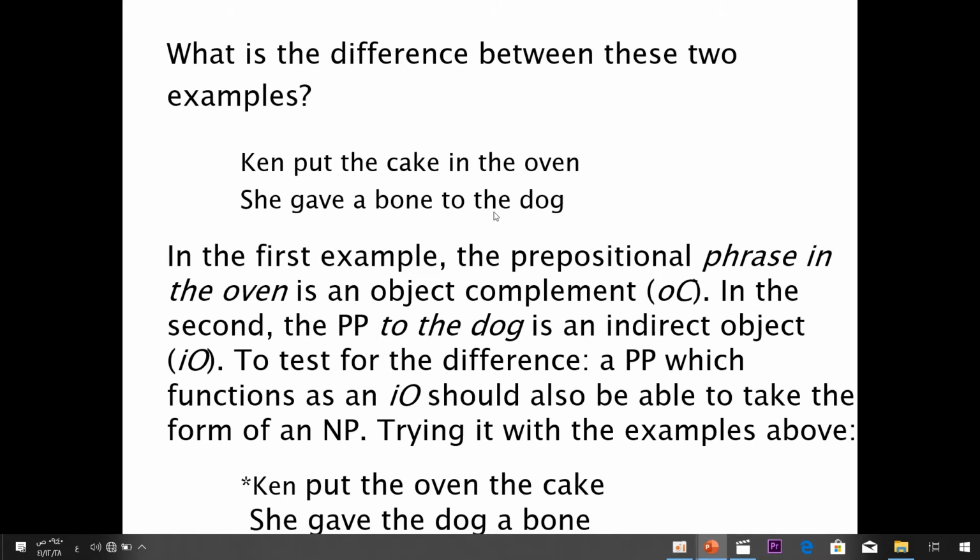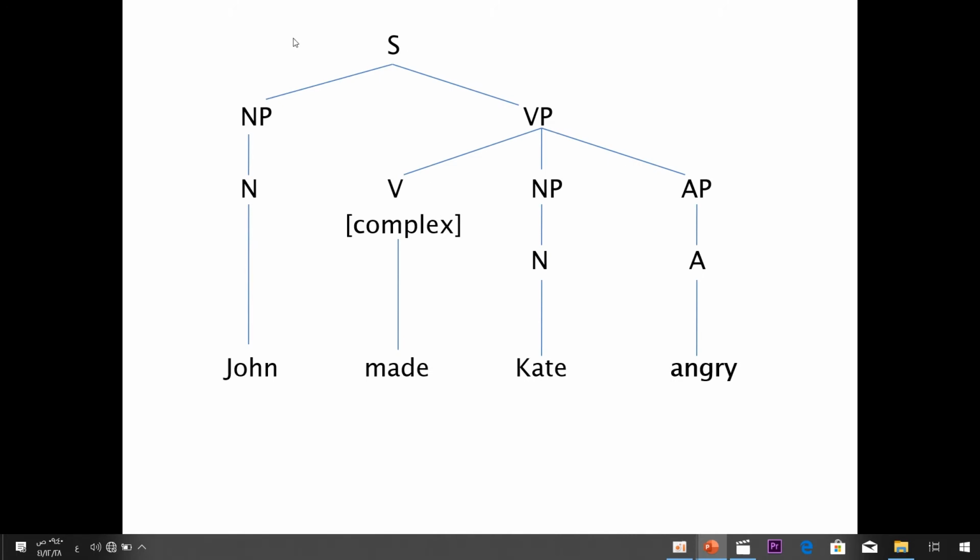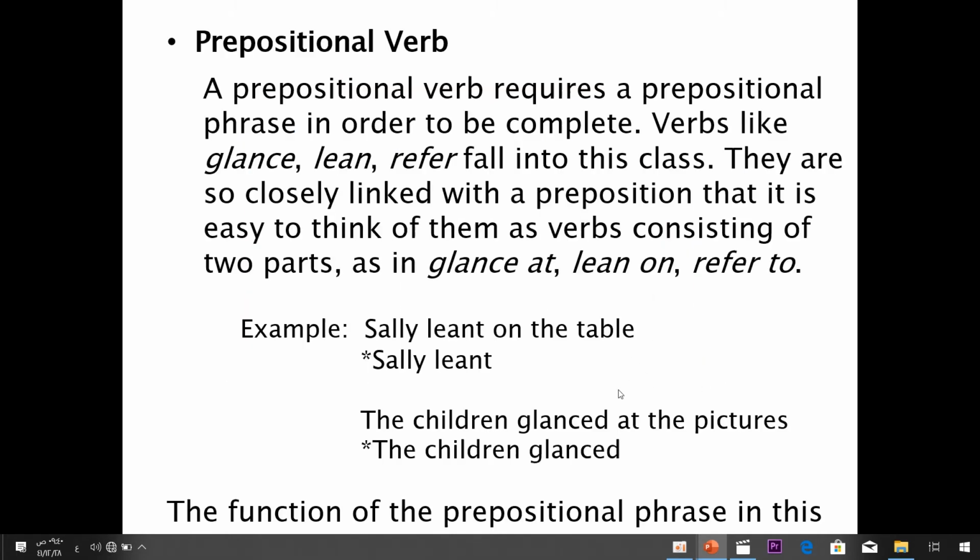The third category, which can appear as an object complement, is the adverb phrase. Okay, as in, John made Kate angry. Kate called John stupid. So remember this. So that is a complement of object, and that is a complement of object. As you see, we have verb phrase, we have adverb phrase, so we have angry, etc. And now a prepositional phrase. A prepositional verb requires a prepositional phrase in order to be complete.